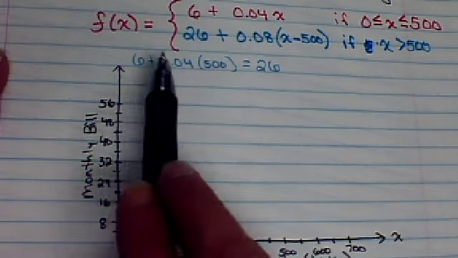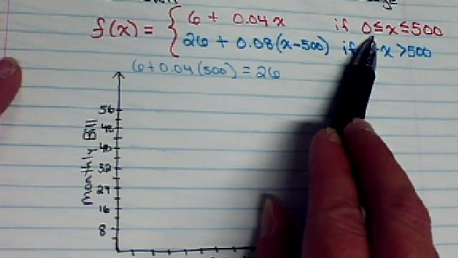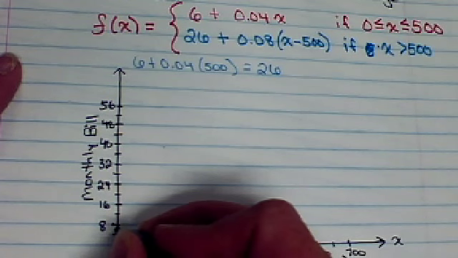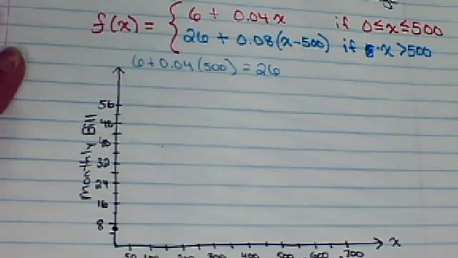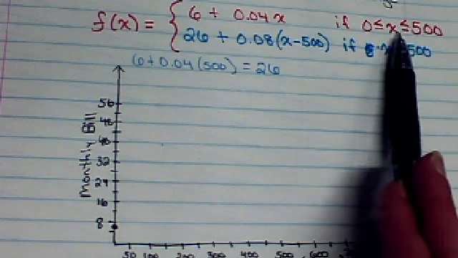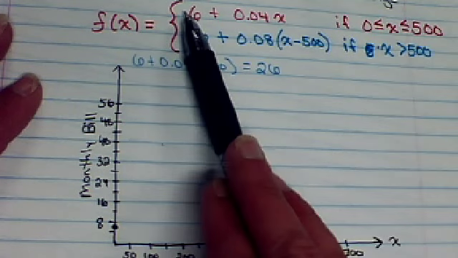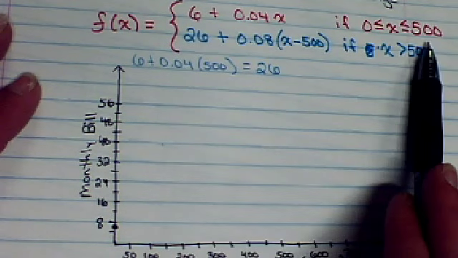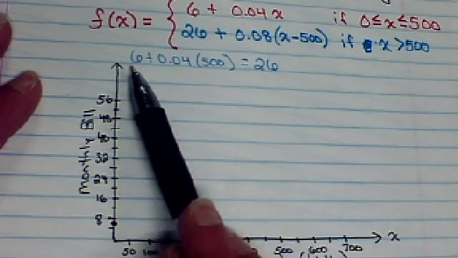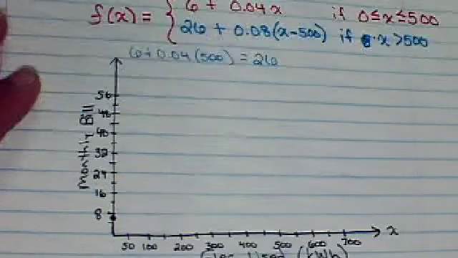Well, we can start with this one at the y-intercept because it starts when x is 0. So here would be my y-intercept, 6. It's right between 4 and 8. That's easy. Now, this one is a steady increase until we get to 500. What would be the output when x is 500? Well, we already plugged it in. 6 plus 4 cents an hour for 500 hours was 26.